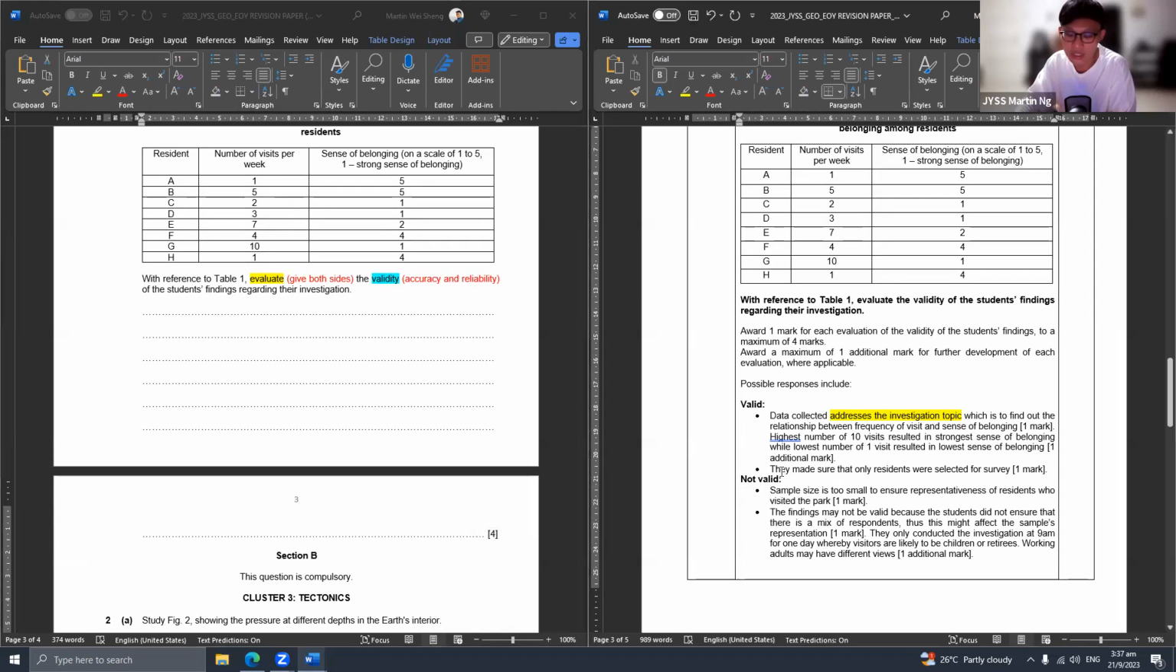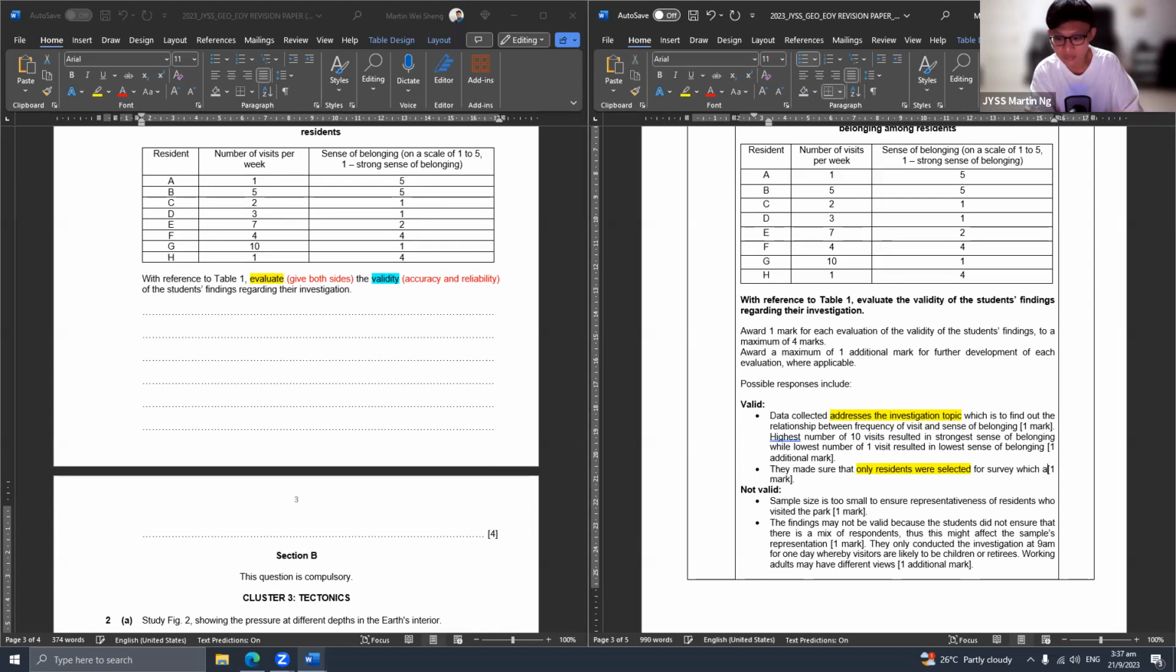All right. So the second point on validity is they make sure that only residents were selected. Okay, so as only residents were selected, this will mean that the point of view being collected is accurate.